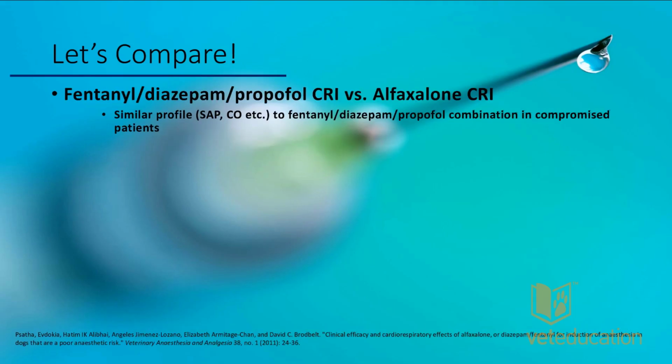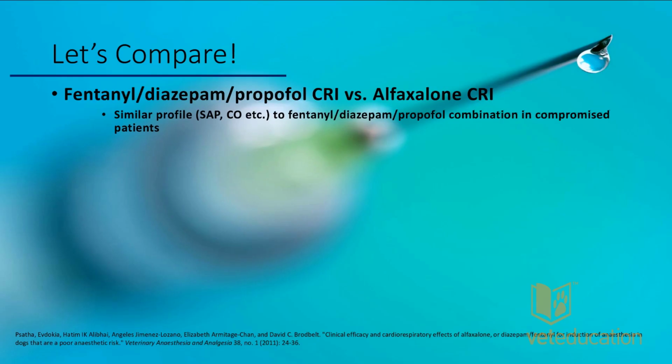Let's compare another protocol here: fentanyl in combination with diazepam and propofol continuous infusions versus an alfaxolone continuous infusion. Okay, and this study here looked at dogs that were of poor anesthetic risk. There were similar profiles of systolic arterial blood pressure and cardiac output in the alfaxolone anesthetized group compared to the fentanyl diazepam propofol combination group in these compromised patients.